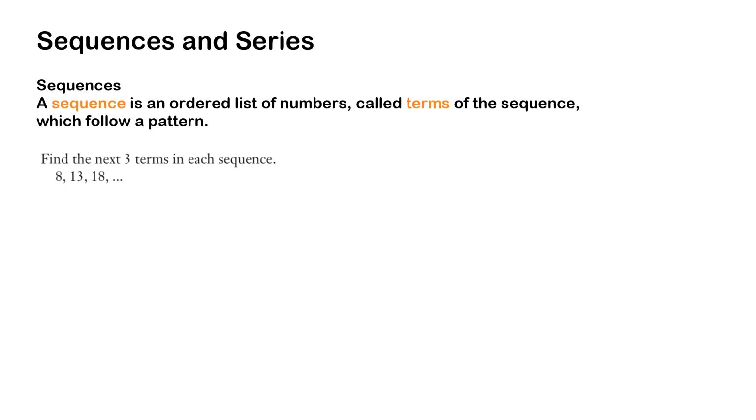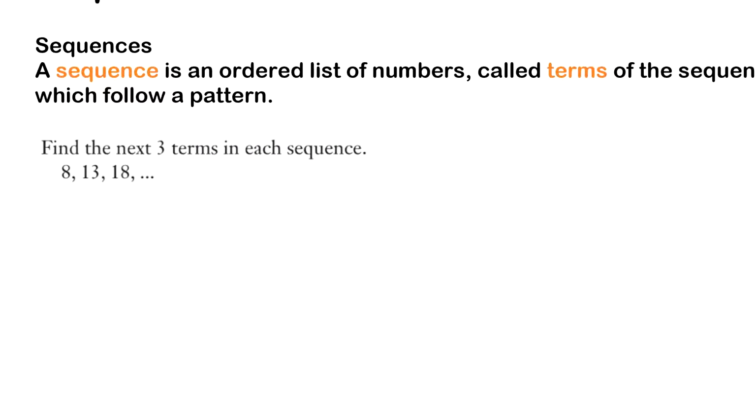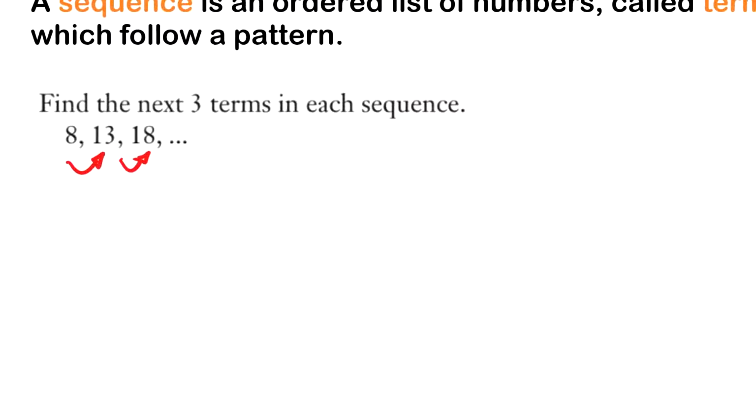So we need to look for a pattern that's occurring. So what is happening going from 8 to 13, and then from 13 to 18? What's happening each time that is consistent? All right. So in this case, this is quite an easy one. We can see we're going up by 5 each time. Which means if I go from 18 to the next number, we will also be plussing on 5, and so forth.